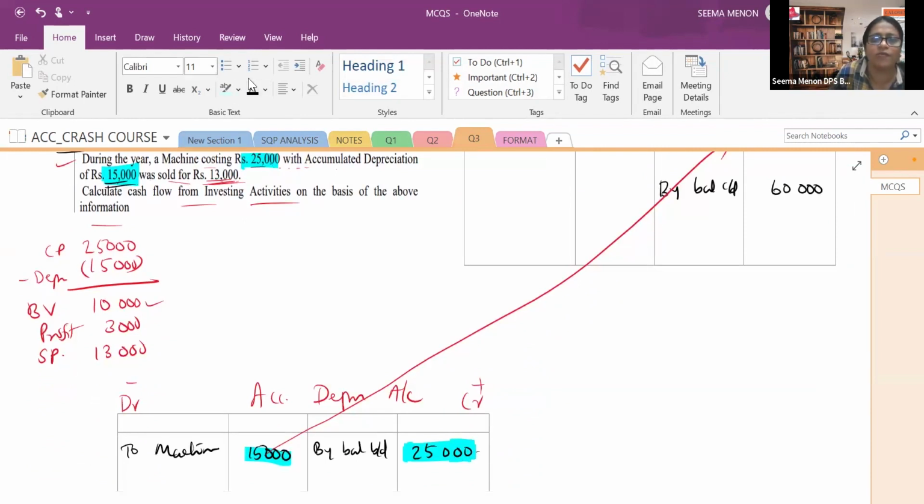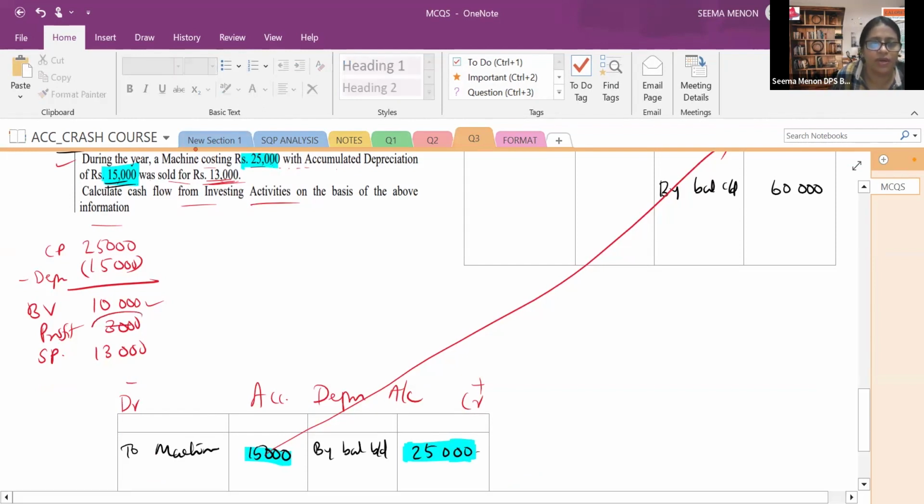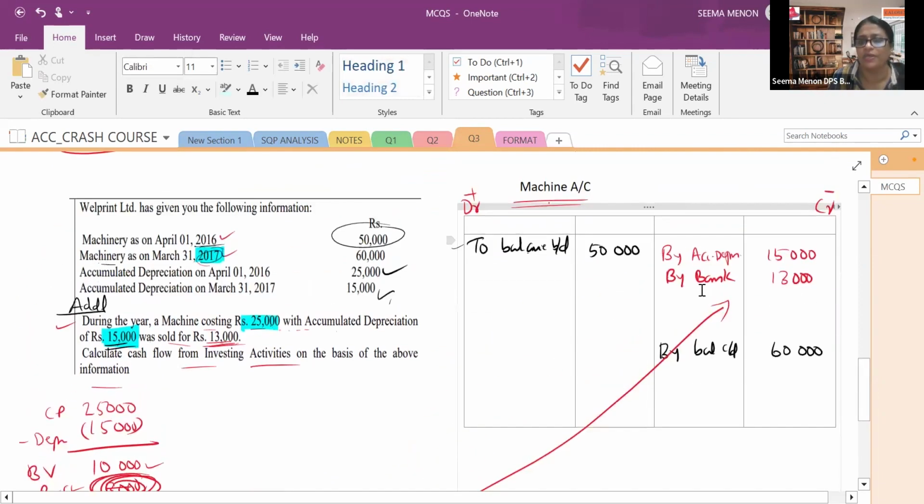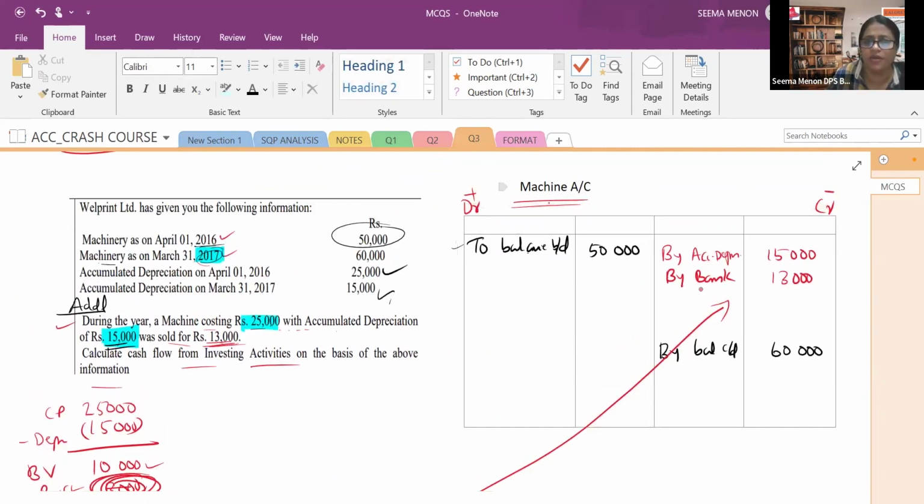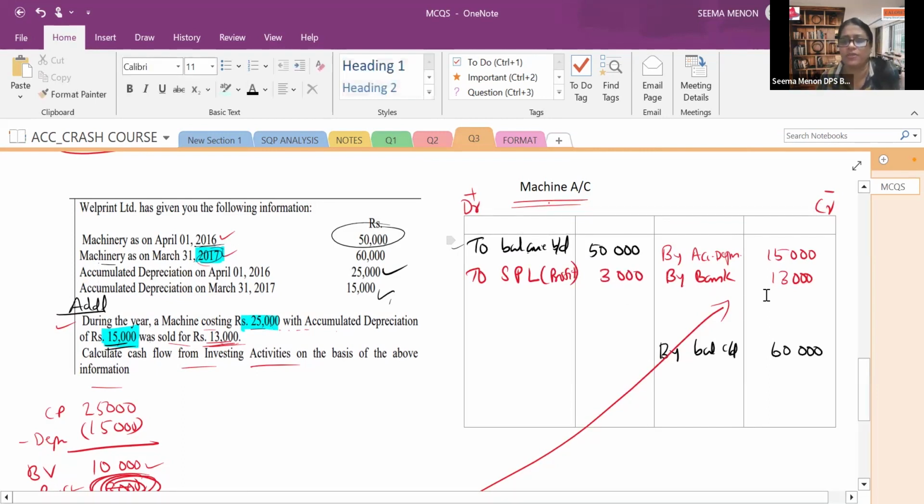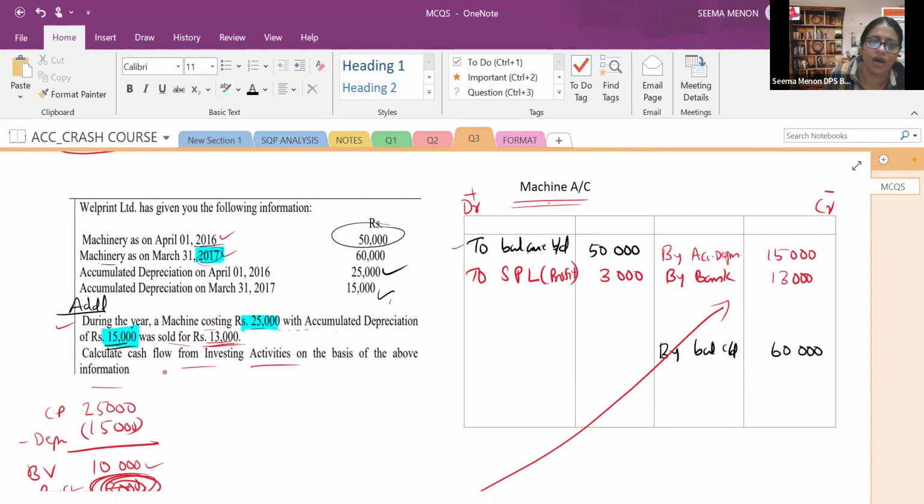And we already found out that in this sale, there is a profit. Profit of how much? Profit of 3,000. You can see here, profit of rupees 3,000. Because of profit, that is a benefit to the organization. So in the machine account, you will write 'To statement of profit and loss account'. That is your profit, SPL. So we got a profit of 3,000 rupees. I hope you are clear with the adjustment.